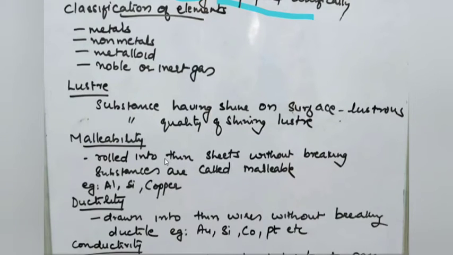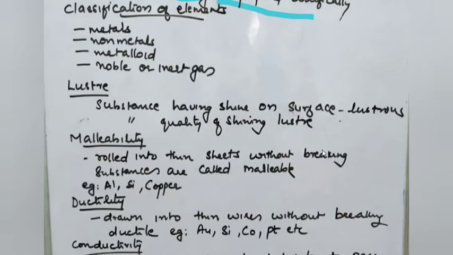Then, talking about some words that are used in chemistry when we are dealing with metals. First is luster. Luster means substances having a shining appearance. Some metals we can see are very shining. The surface is shining and lustrous, and they show a shining luster, a glazing. Then next is the word malleability.